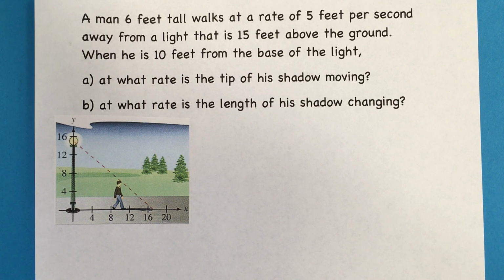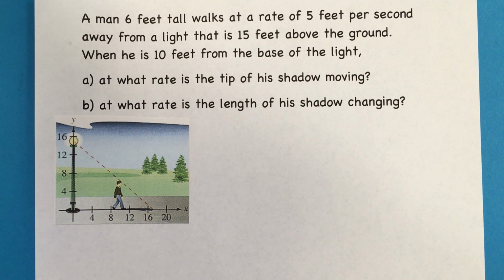A man 6 feet tall walks at a rate of 5 feet per second away from a lot that is 15 feet above the ground. When he is 10 feet from the base of the lot, at what rate is the tip of his shadow moving, and at what rate is the length of his shadow changing?